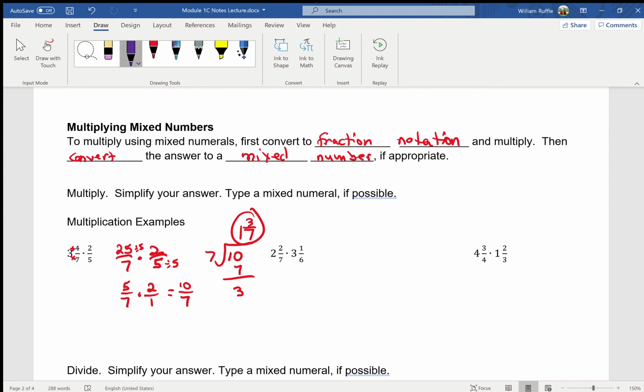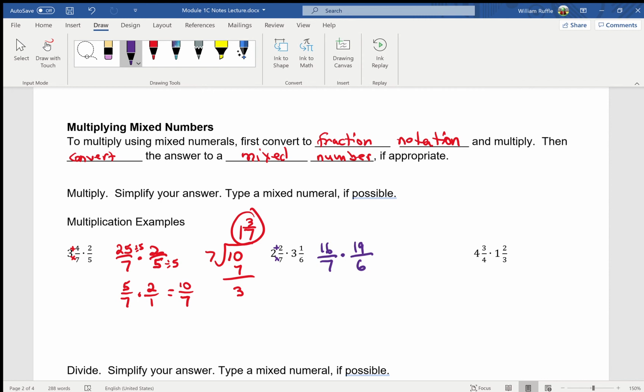Okay. Now this next one, we have to do 2 conversions. I'll do this purple to change it. 7 times 2 plus 2. 7 times 2 is 14. 14 plus 2 is 16. So it's 16/7. 6 times 3 is 18. 18 plus 1 is 19. So it would be 19/6.